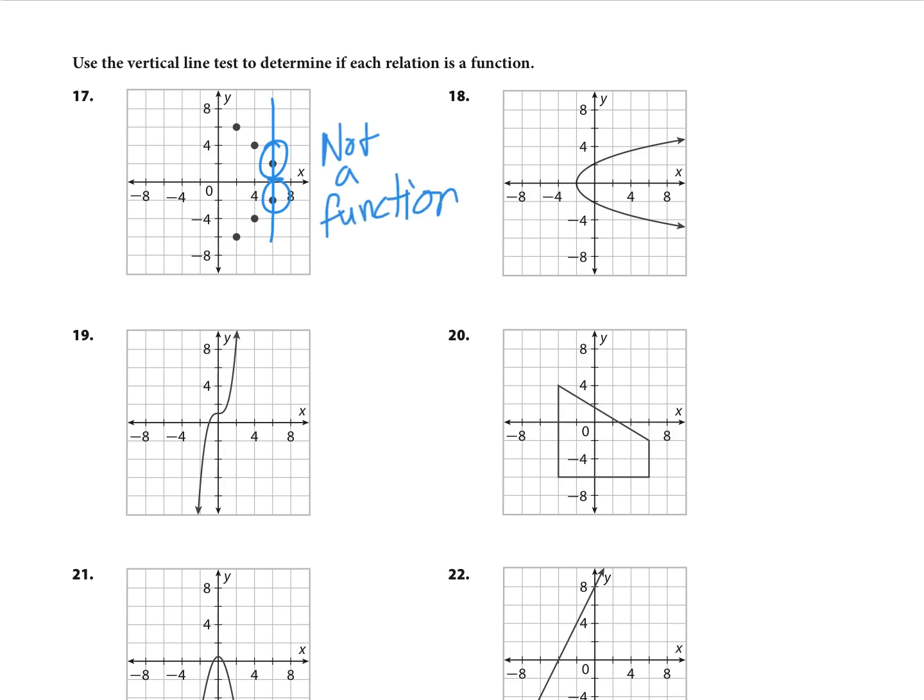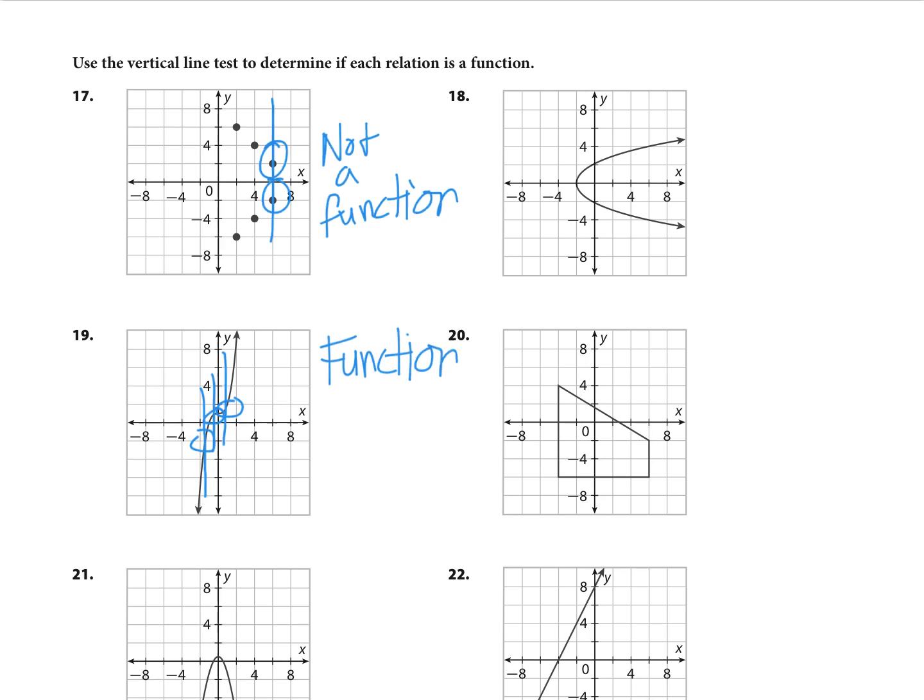Okay, let's try another one. Let's try problem number 19. Now, when I draw a vertical line here, it may look like it hits more than 1 point, but actually it doesn't. Every time I draw a vertical line, I'm only hitting 1 point each time. So this one is a function.